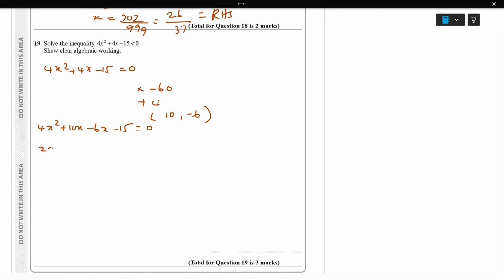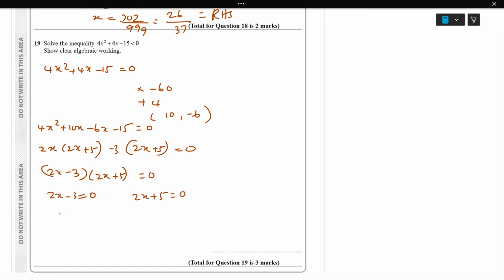So 2x is out, 2x plus 5, and here 2x plus 5 again, which is minus 3, equal to 0. So (2x minus 3)(2x plus 5) equals 0. First part equal to 0: 2x minus 3 equals 0 and 2x plus 5 equals 0. So 2x equals 3, x equals 3 over 2, which is x equals 1.5. Here 2x equals negative 5, x equals negative 5 over 2, x equals negative 2.5.